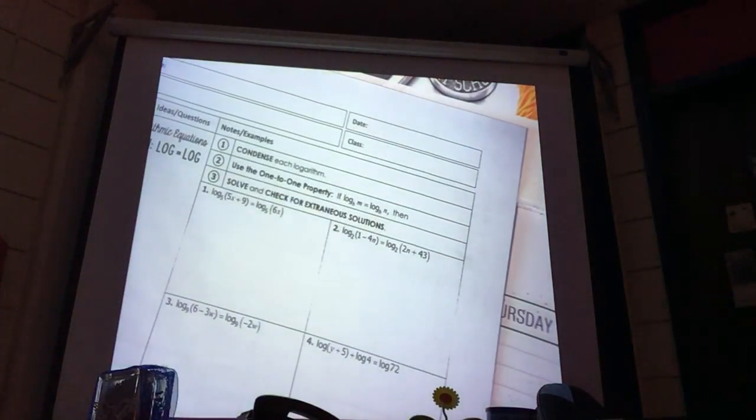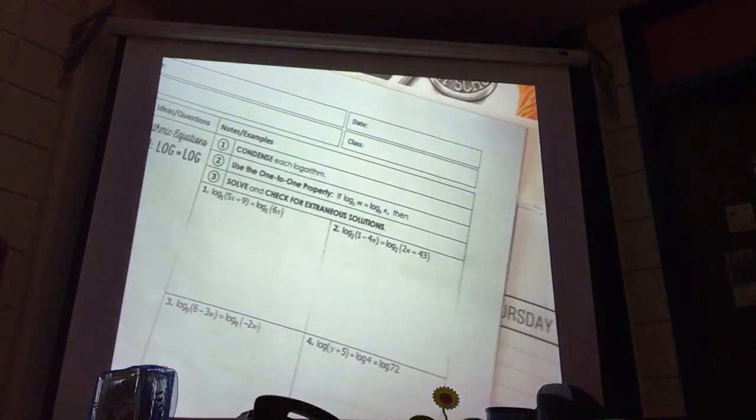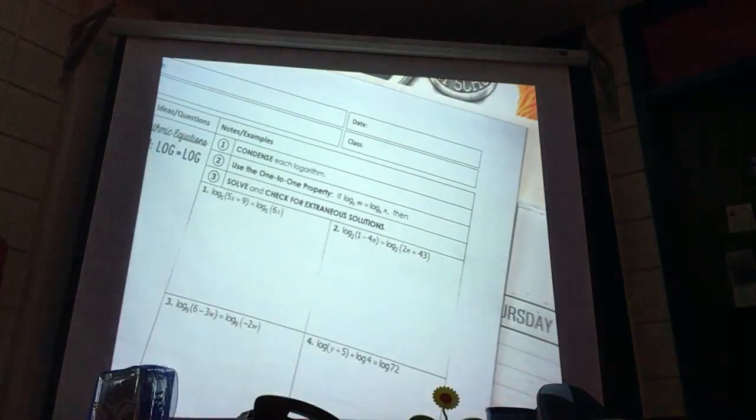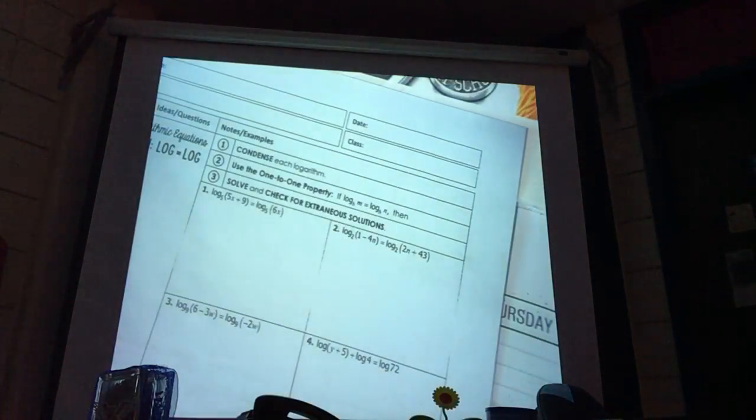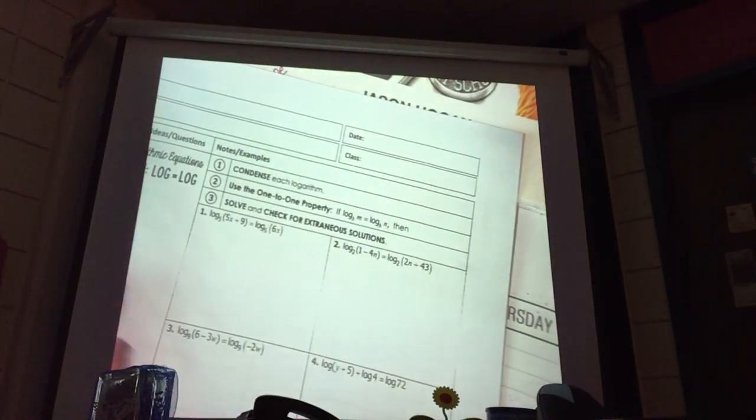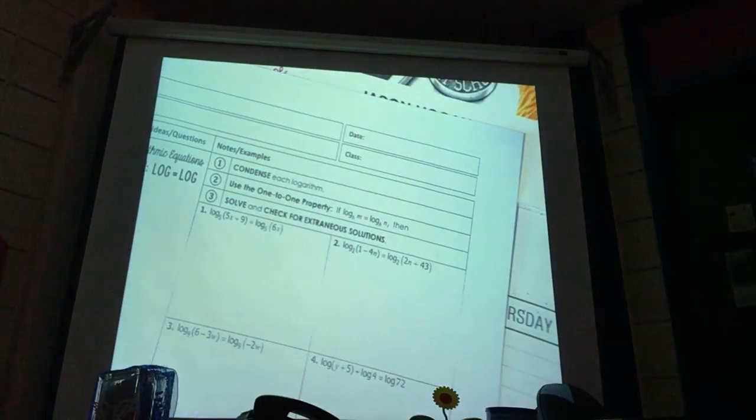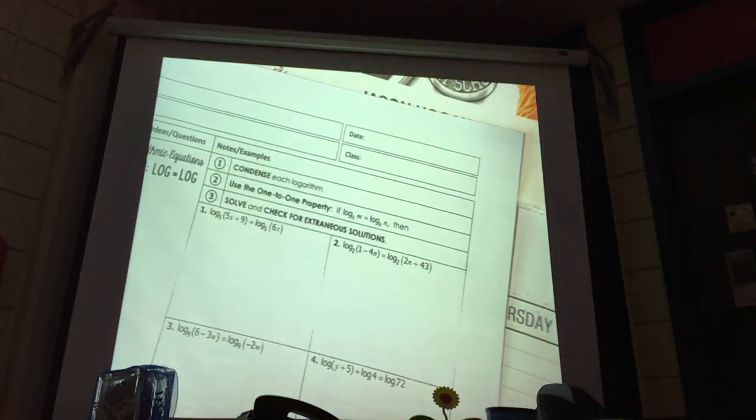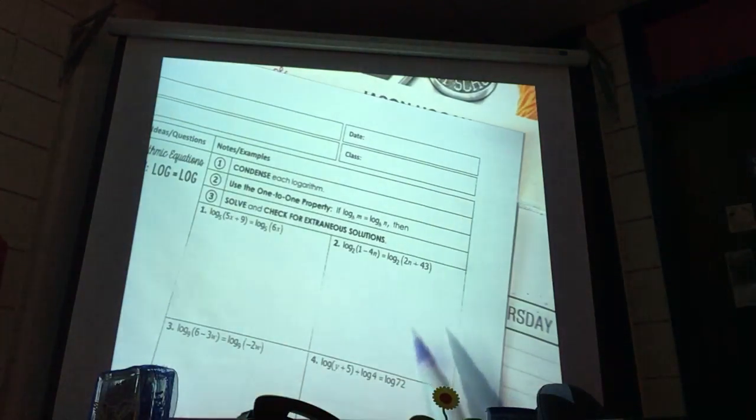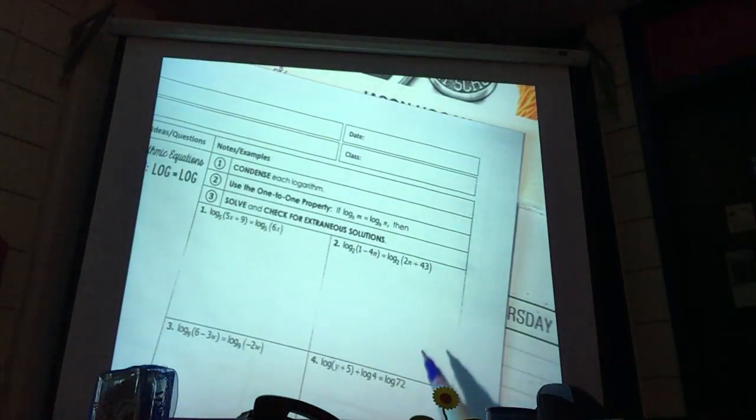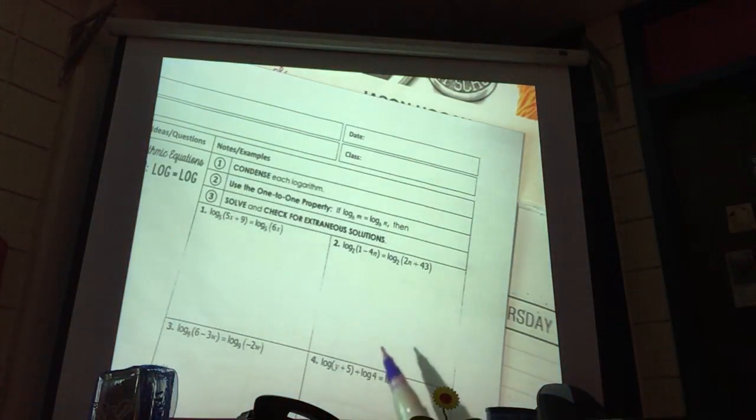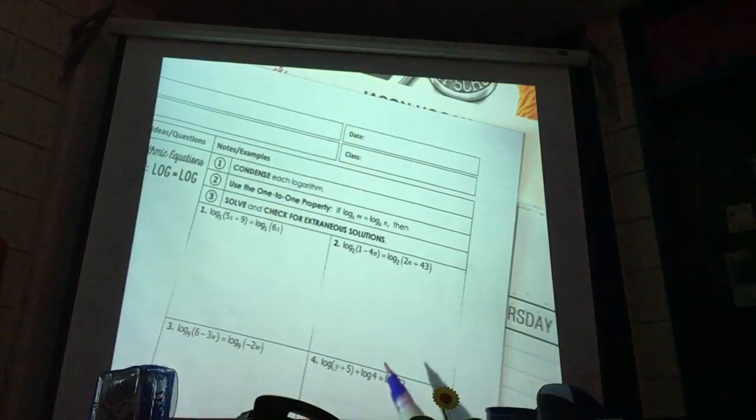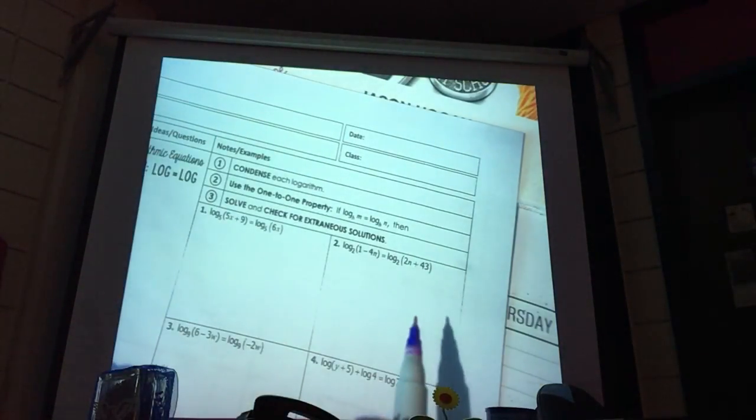Look at solving log equations. The first one we want to look at is when we have a log that is equal to a log. The first thing we're going to do is condense each logarithm, using the properties that we were talking about. Then we solve, and then we have to check for extraneous solutions. Extraneous means it doesn't work, and I'm going to explain what happens with that.